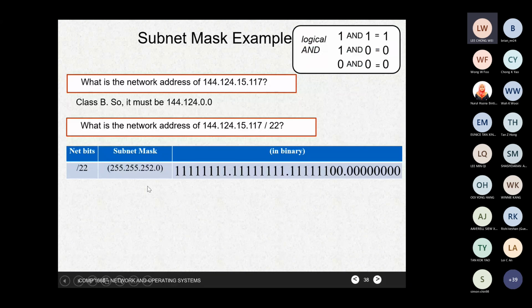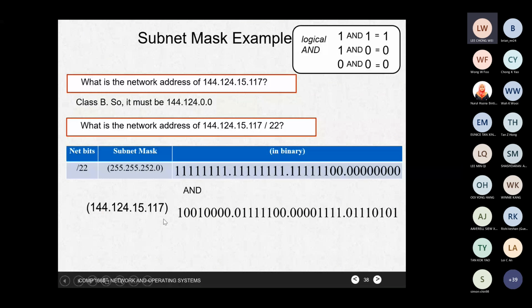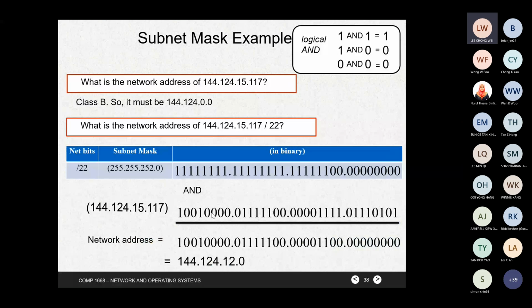And then you have to do the addition. Remember, the destination address plus the subnet mask. You have to total it up, so it involves some calculation. When you total it up, this is what you get. So the new IP address will be 144.124.12.0, after you AND everything.